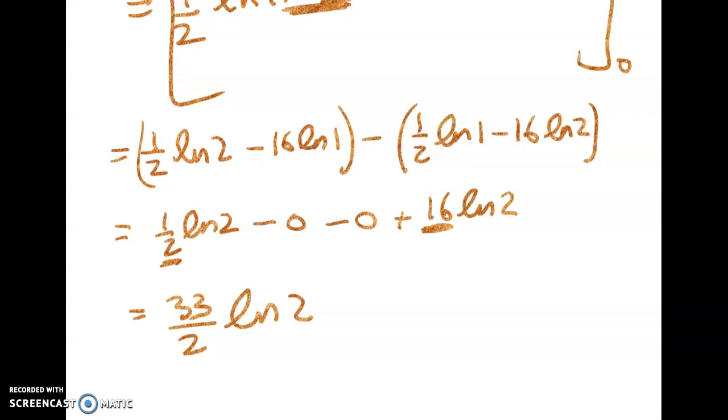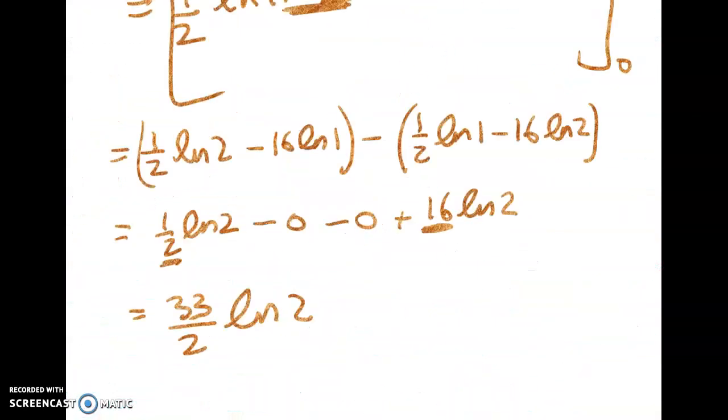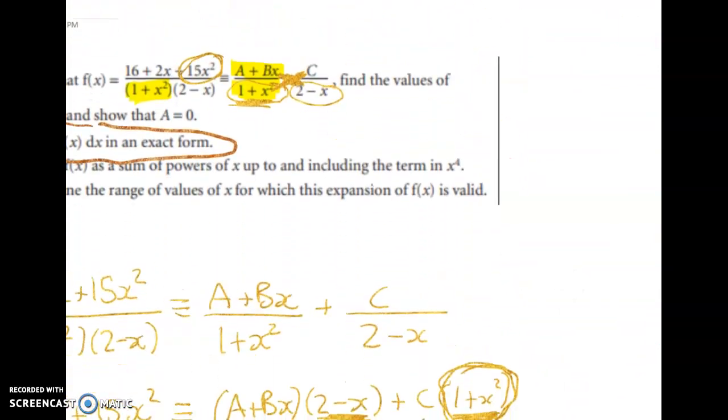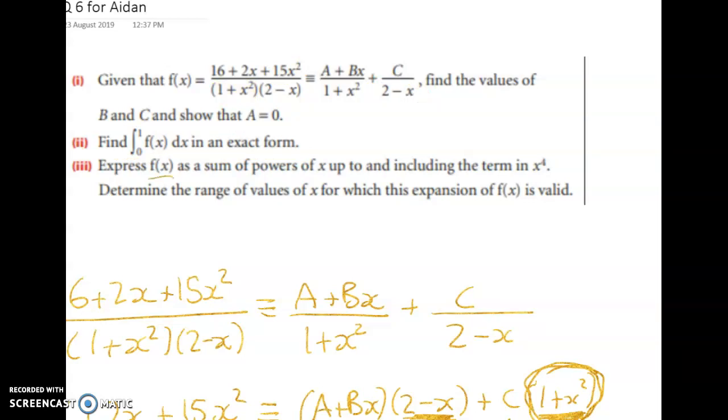Let's go back and see what we had to do. Oh, wrong question. Where is it? Okay, so here we go. So we've done the partial fractions expansion, right? And that wasn't too bad because we've got a as 0. Now we have to do f of x as a sum of powers of x up to and including the term in x to the power of 4. But we're not going to use this. We're going to use the partial fraction expansion. And we're going to get two separate binomial expansions and quite carefully put them back together just up to the term in x to the power of 4.